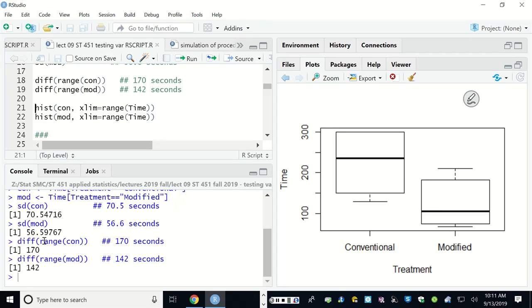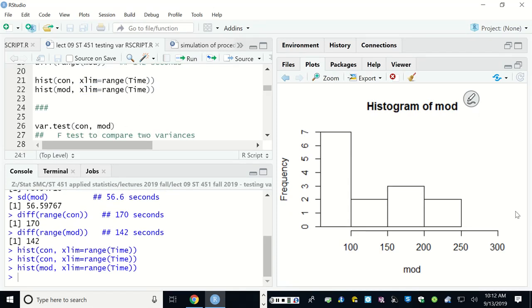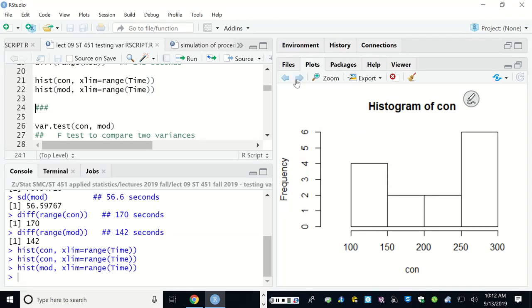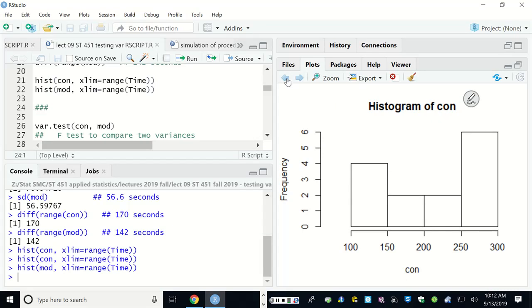The conventional is a little bit bigger than that one. You could do histograms. One thing about histograms is that they usually adjust the ranges to fit the data. So if you're going to compare two histograms, it's much easier if they're on the same scale. Right? So you can set the limit on the x range. This is the range of all the data. That's the con, and this is the mod. So it's kind of toggling between those two. It kind of looks like the same spread, but just reversed.